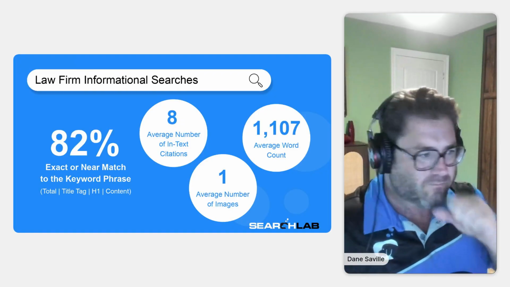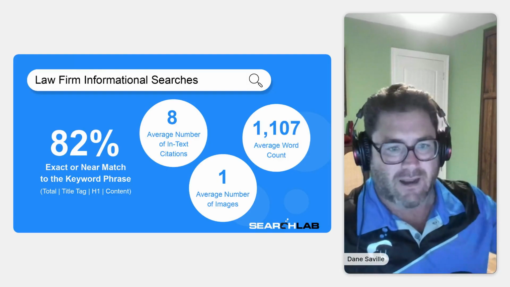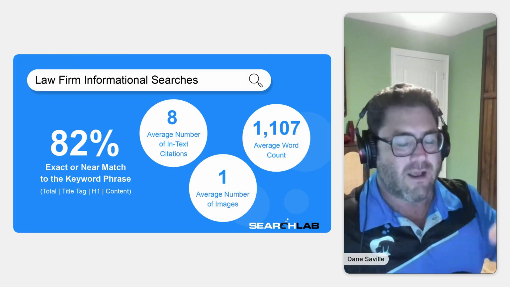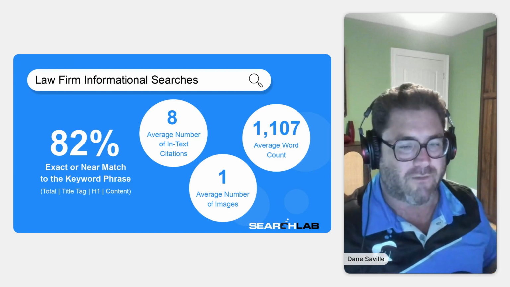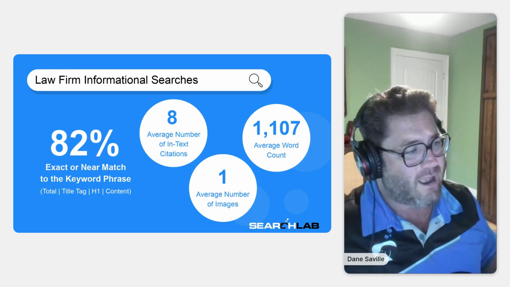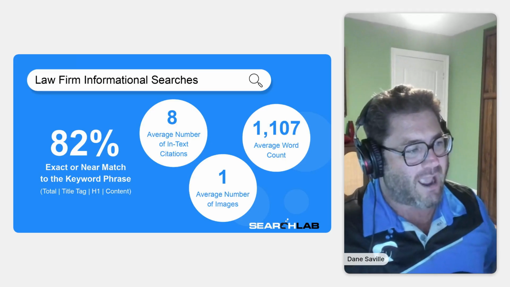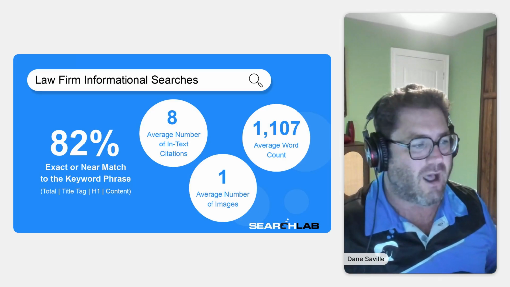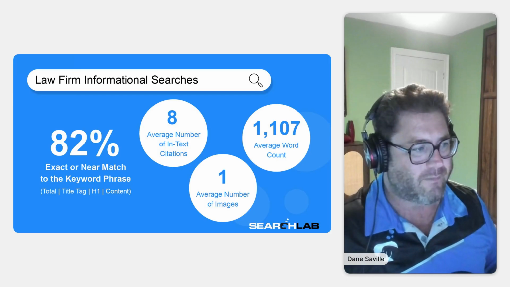Law firm informational searches: again, it maintained a higher percentage of exact or near match. I think that's because of the legalese and language of law firms. 82%, 8 average in-text citations, average of 1 image, 1,107 average word count.